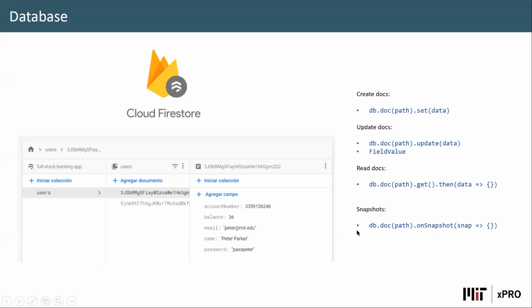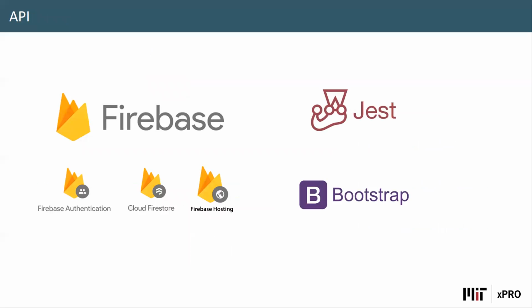So I like very much this functionality because I implemented this snapshot inside of a user hook, and this user hook updated a user state in React. So this made that React re-renders every time a document is updated.